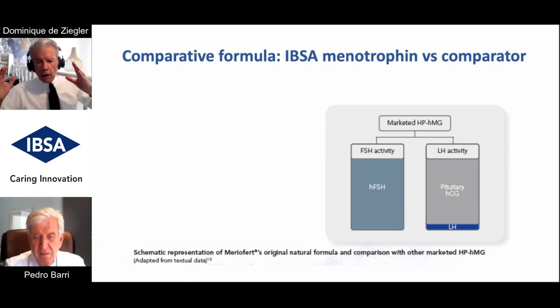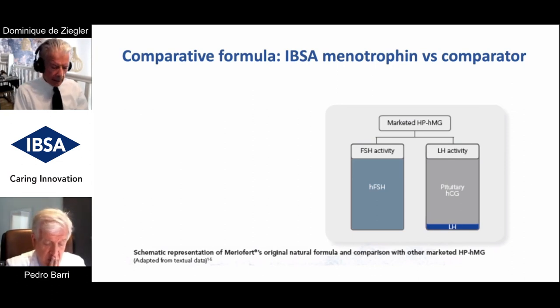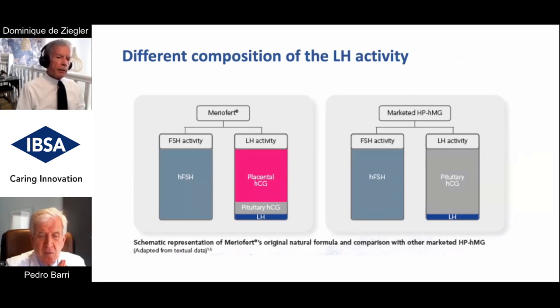As you know, all hMG preparations need to have equal power of FSH and LH activity. But because there is less LH in the urine of menopausal women, you actually have to add hCG to compensate for this LH activity, which is tested in the rat. In this other preparation, the LH activity comes from pituitary hCG, normally glycosylated hCG. And in the product that we are talking about now, produced by IBSA, which is actually interesting and revolutionizing ovarian stimulation a little bit, is Meriofert, in which you have FSH of pituitary origin, and you have placental hCG, and for a large part, hyperglycosylated hCG, a little bit of pituitary hCG, and a little bit of LH, just like in the other product.